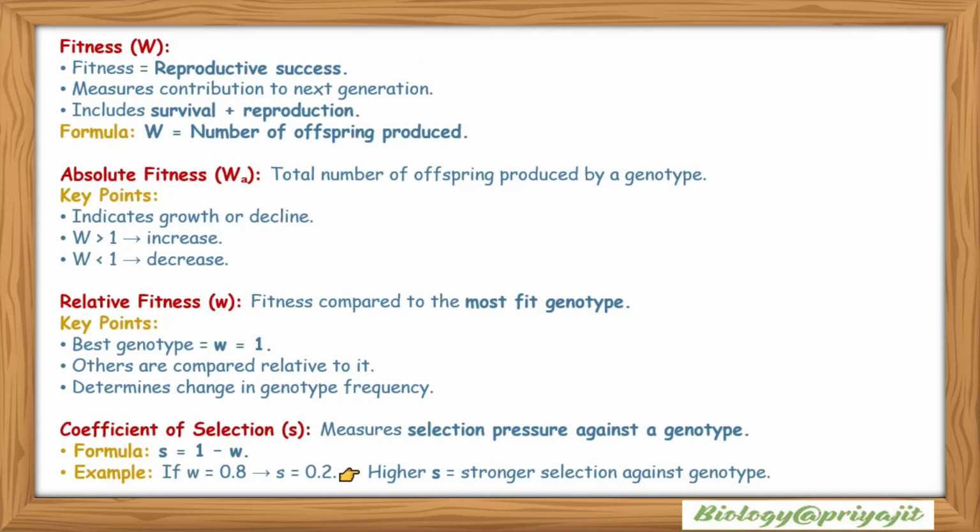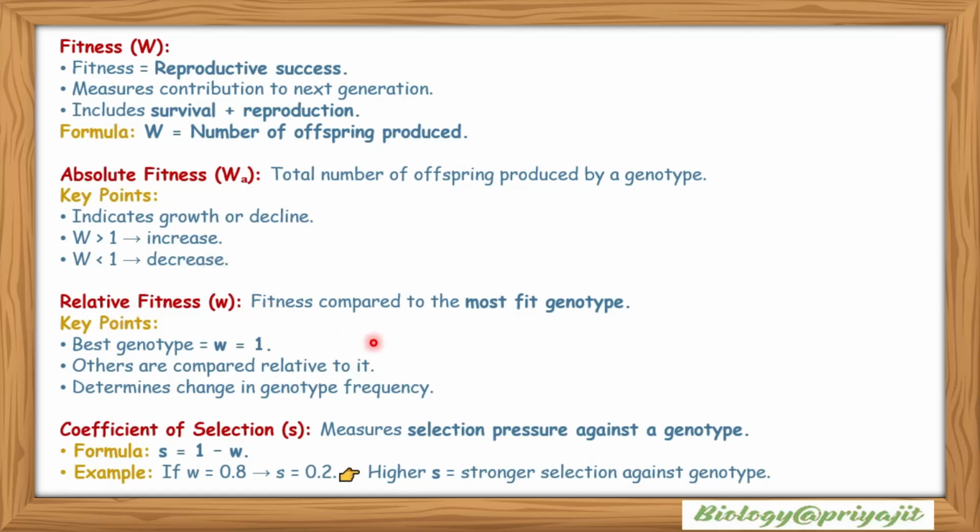Fitness. What is evolutionary fitness, or selection fitness? Fitness is the reproductive success. It measures contribution to the next generation. It includes survival and reproduction. So the formula: W is equal to the number of offspring produced. Absolute fitness, or WA, is the total number of offspring produced by a phenotype. Key points: it indicates growth or decline. When W is greater than 1, absolute fitness increases, and when W is less than 1, absolute fitness decreases.